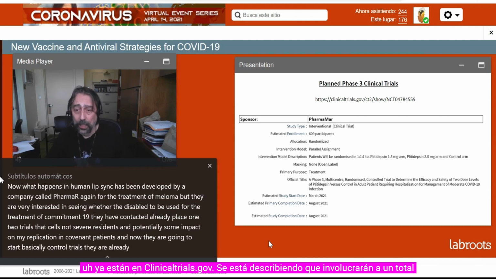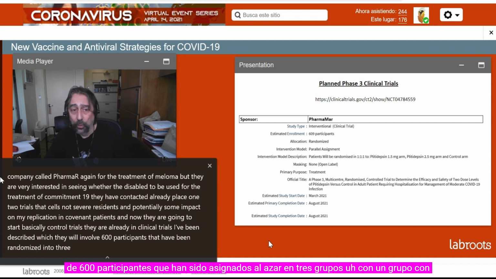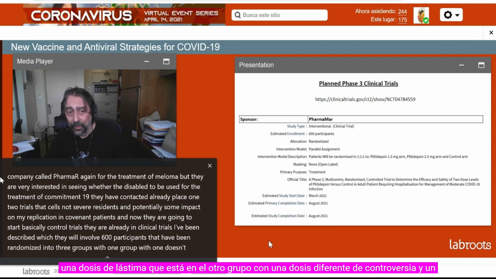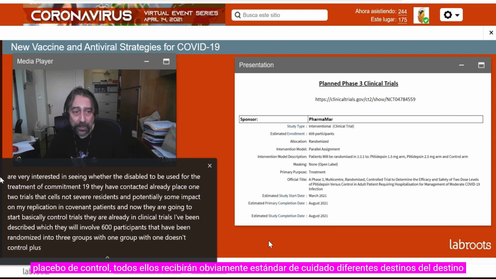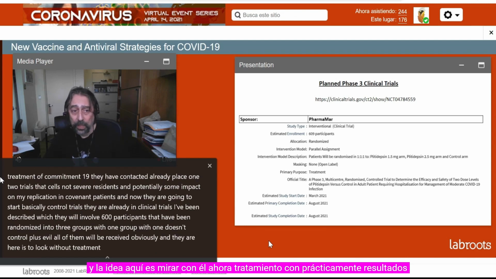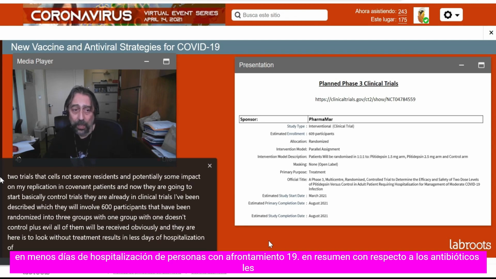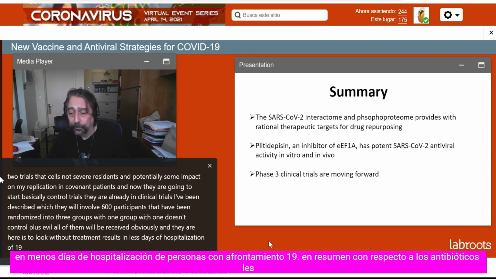They are already described in clinicaltrials.gov, and will involve a total of 600 participants randomized into 3 groups, with one group receiving one dose of plitidepsin, another group a different dose of plitidepsin, and a control placebo. All of them will obviously receive standard of care, which includes remdesivir, and the idea here is to see whether treatment with plitidepsin results in fewer days of hospitalization of people with COVID-19.